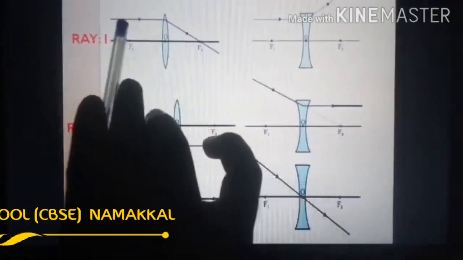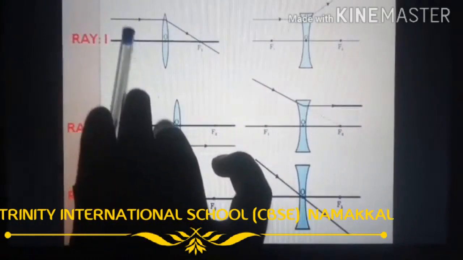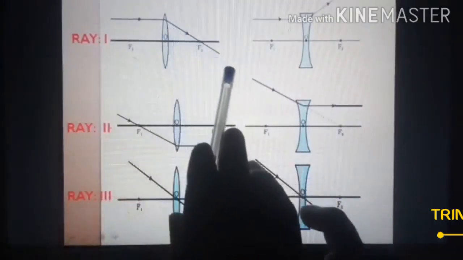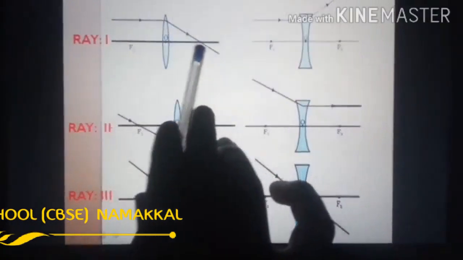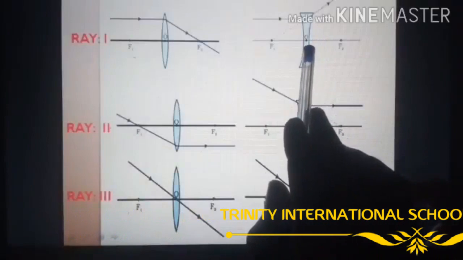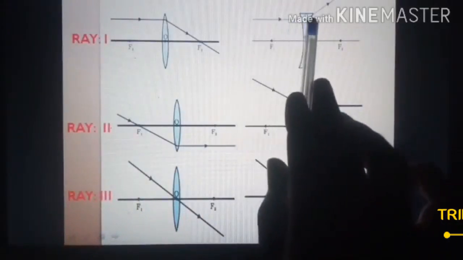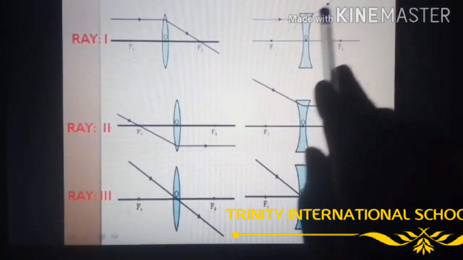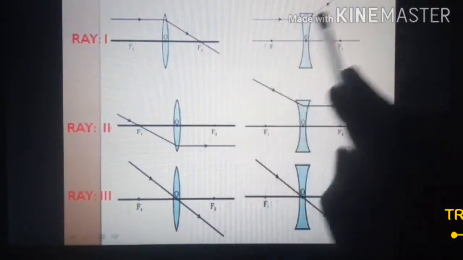Again I am telling, the ray passes parallel to the axis. After refraction, it passes through the focus on the right side of the convex lens. The same case in concave: the parallel ray after refraction is diverged in this direction. So it appears to diverge from the principal focus.